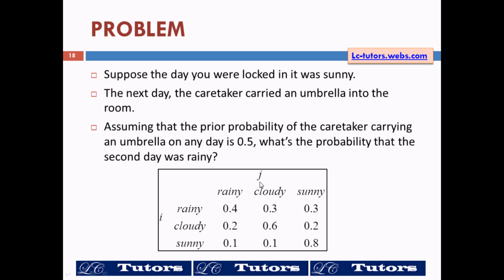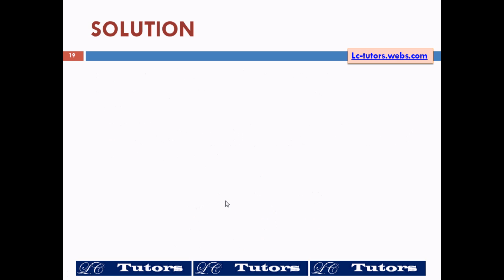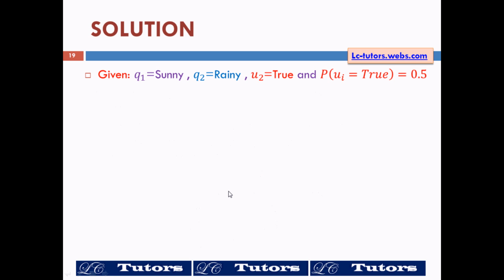Again we have this table, the distribution of the state transition probabilities for the rain, cloud and sunny days. Apart from that we have the extra probability table, which is the umbrella observation, and now we need to solve this problem.